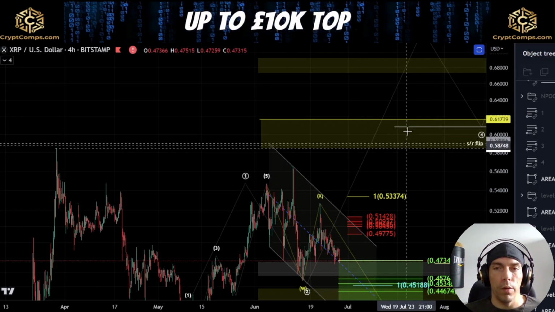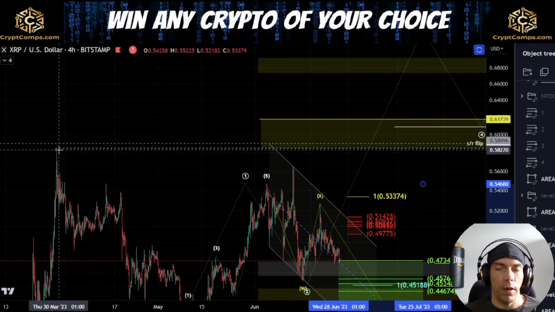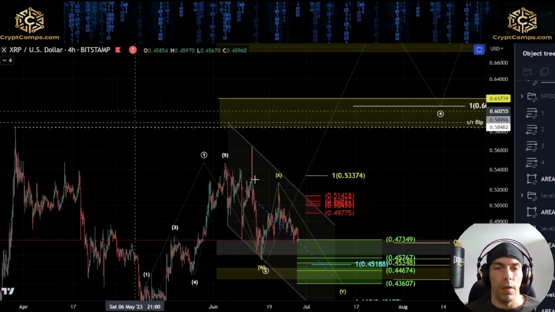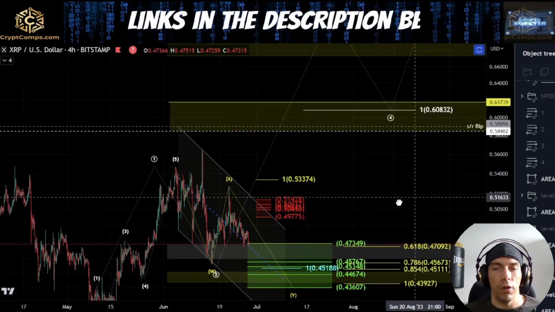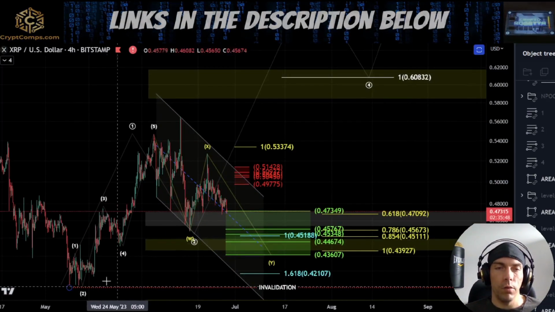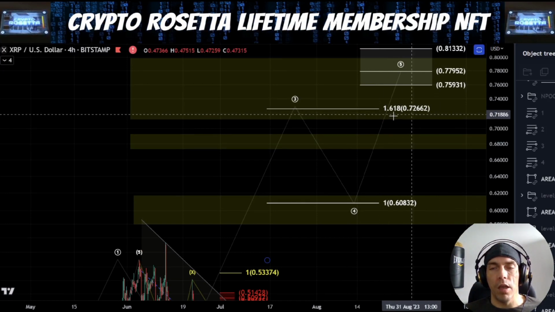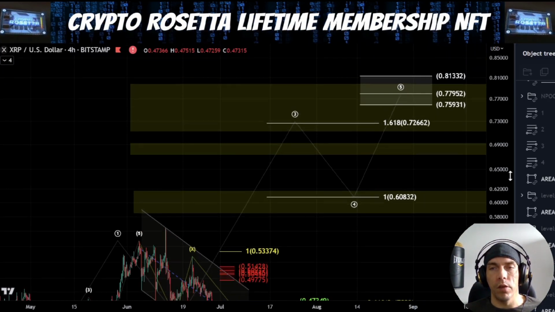If we do actually move up into this yellow box area, we'd also be looking for the potential of swing failing this high, and that could mean that we have this just as a corrective structure. Now, what we want to see here for the impulsive structure is that if we do see this as 1-2, we want to see this move up towards this 1618 here at this 72.66 level.